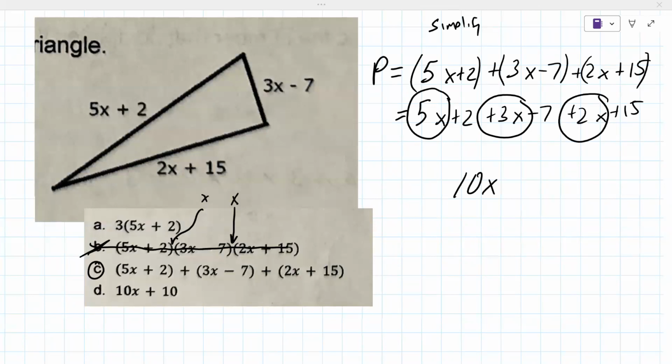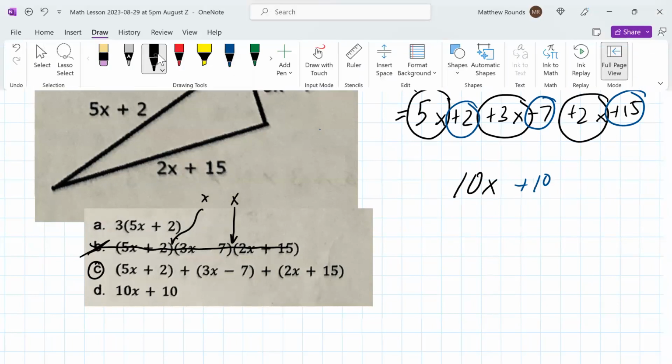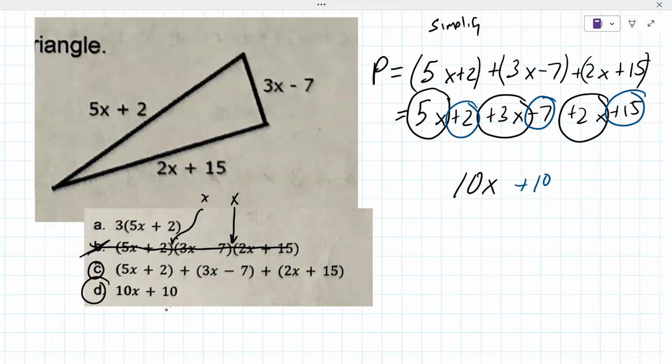Try again. Remember, the operator goes with it. So the operator is the plus, the minus, and the plus. Oh, right. So it's 17, 10. So 10x plus 10. Yes. Now, does that match any of the answers there? Yeah, D.